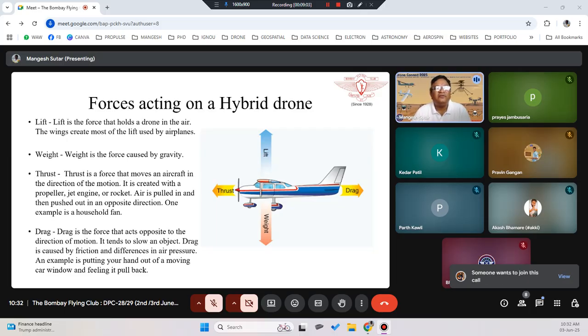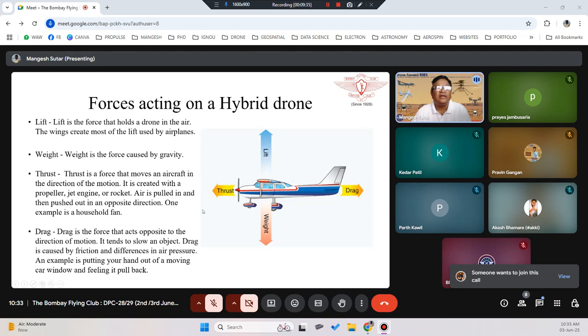Drag is the force that acts opposite to the direction of the motion. It tends to slow an object. Drag is caused by friction. Since there is a body structure going against the air, a pressure difference and friction get created. That's why you have drag. At any given point in time, any device moving in the air will never have zero drag. Whatever way you design any aircraft, there will be some drag.